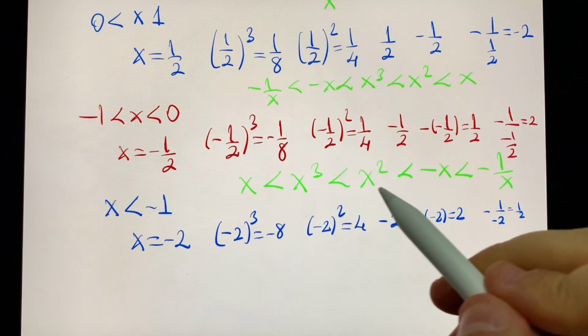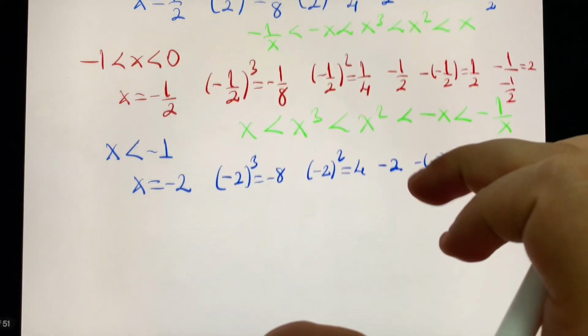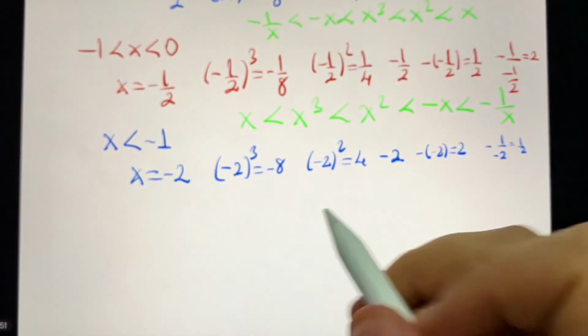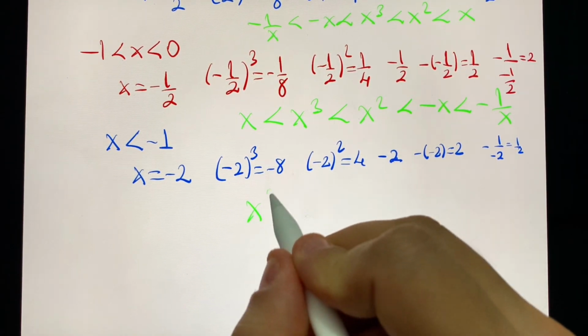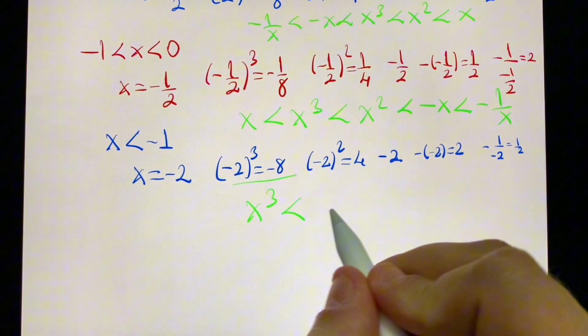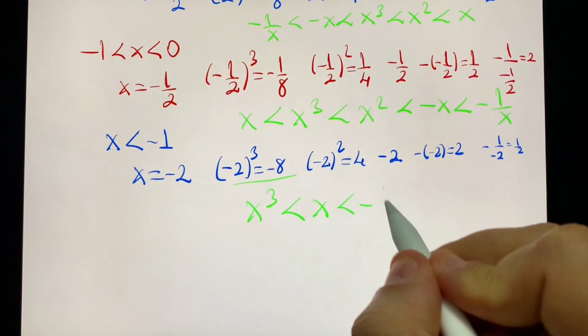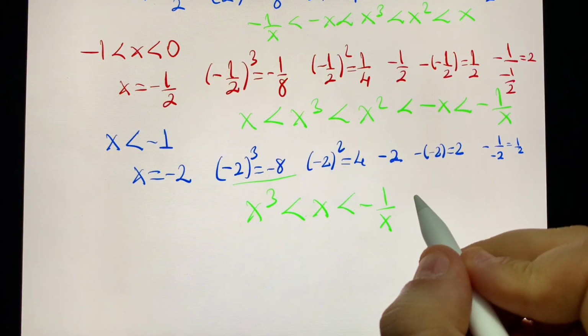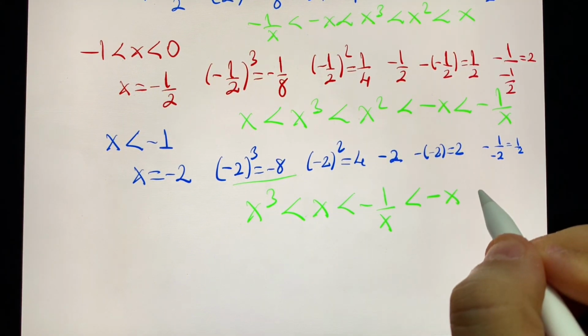Now, if you pay attention again, I'm right in the middle. X squared has arrived. And finally, if we sort this out, what will happen to x cubed? So our expression here: later x, then minus 1 over x, then minus x, and finally x squared.